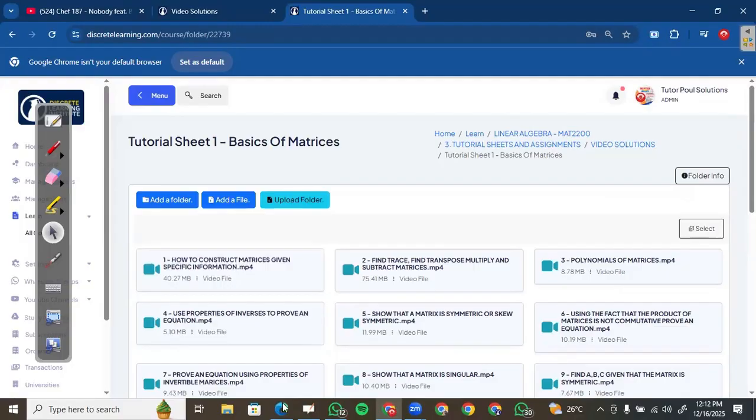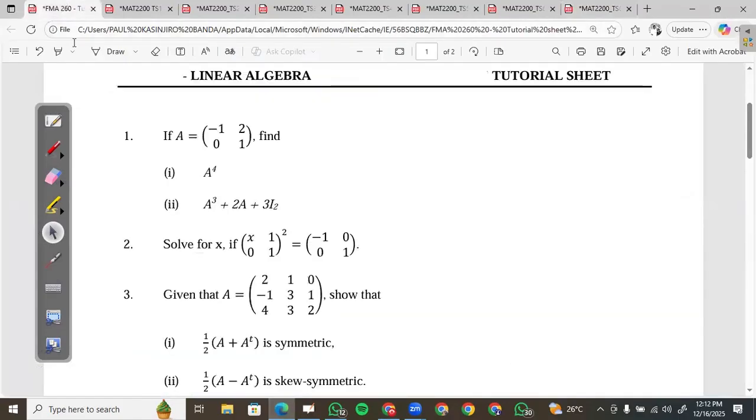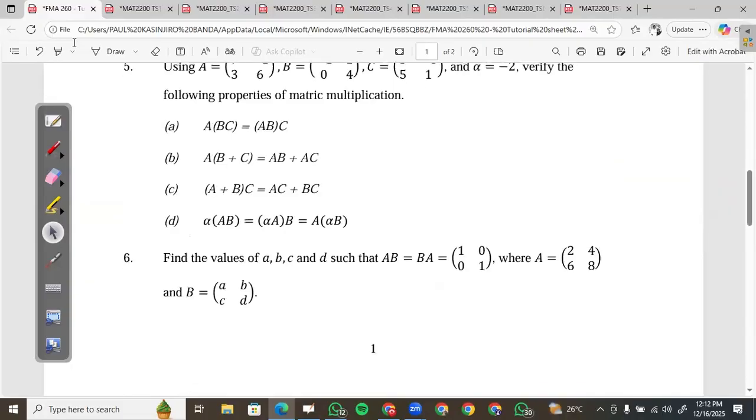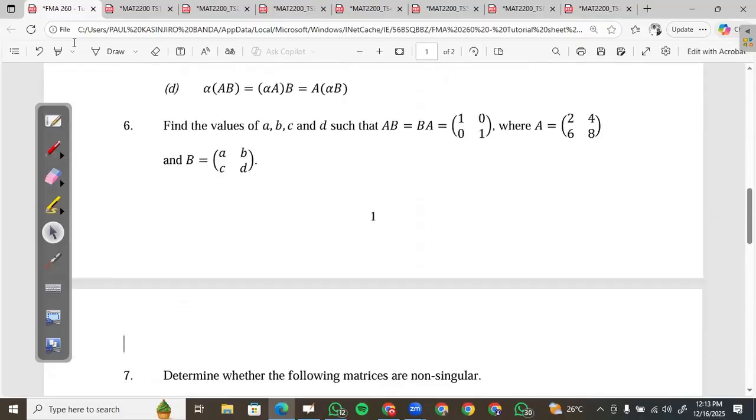Okay, so the questions that we're using are actually here. I can even show you the questions here. I'll start from tutorial sheet 1, so you can see the kind of questions that you are going to be asked in tutorial sheet 1. You can see all these questions here. These are tutorial sheet 1 type questions.